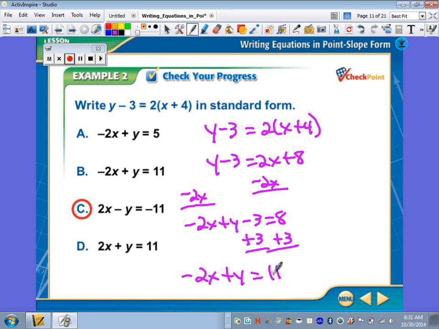And then remember, you multiply through by a negative. So when you do that, your answer becomes, I'm going to change to a different color, your answer becomes 2x minus y equals negative 11. And as you see, that matches C. Okay, so there you go. All right, we're going to jump on to the next one.